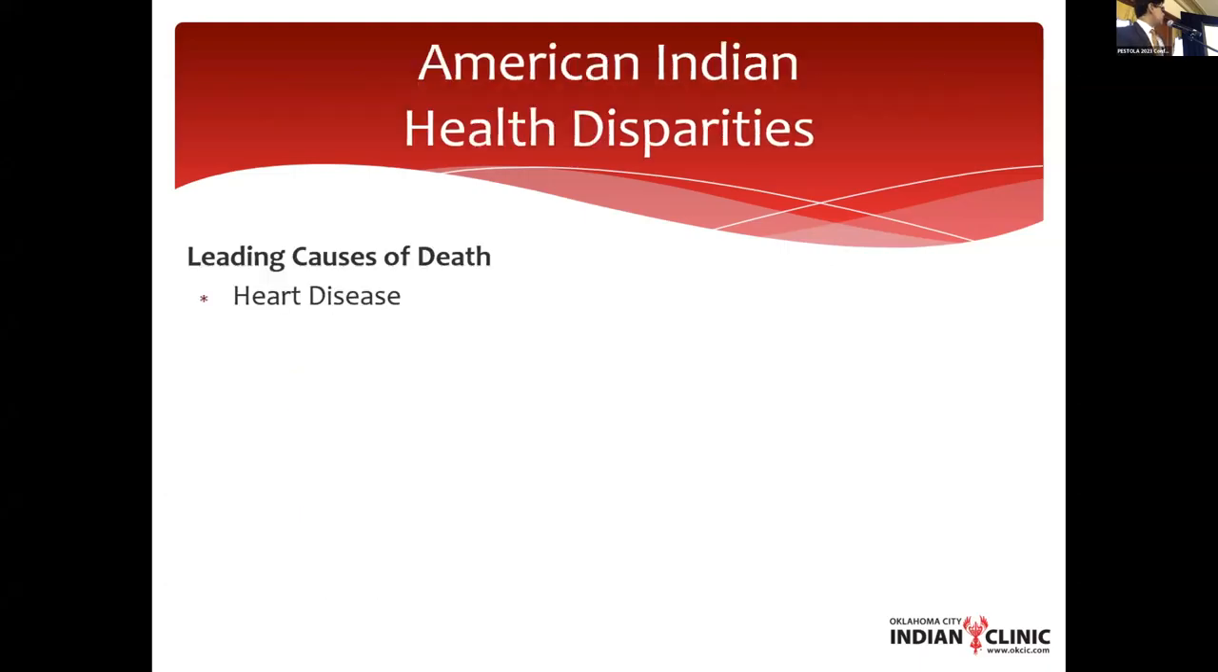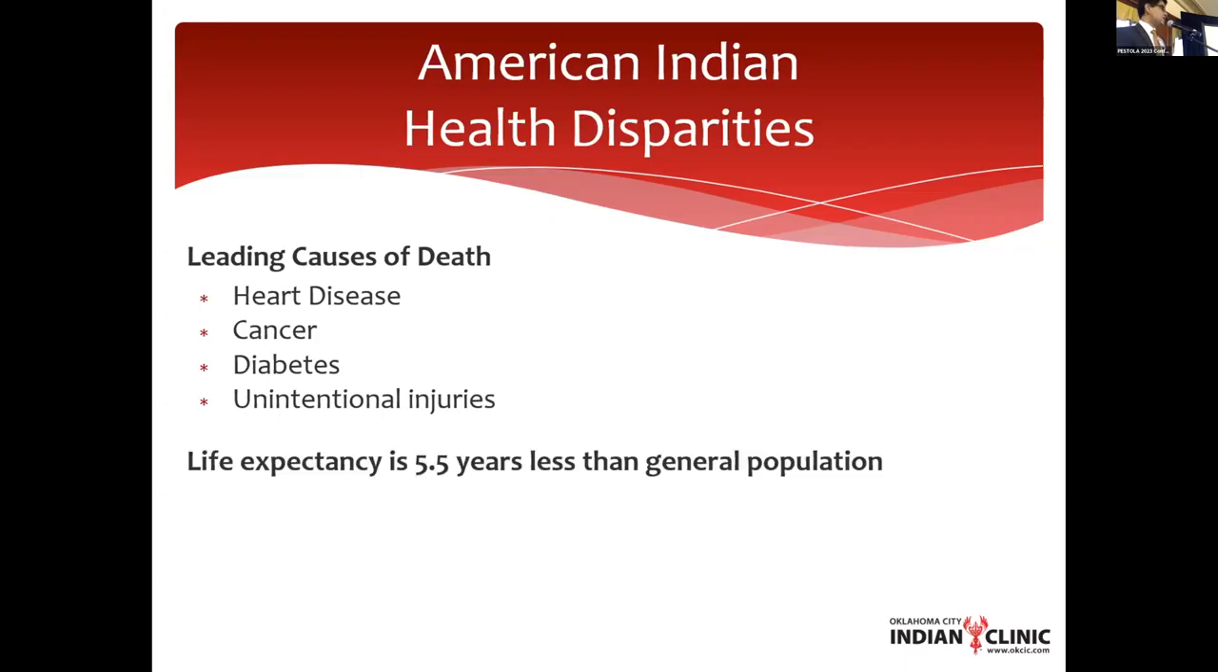Leading causes of death: heart disease, which is pretty similar to the rest of the US population, cancer, but diabetes comes in third. It's usually about fifth or sixth when compared to the rest of the population in the US. Unintentional injuries is also pretty high, again mostly related to the social determinants of health that we just talked about. Life expectancy is about 5.5 years less than the general population.